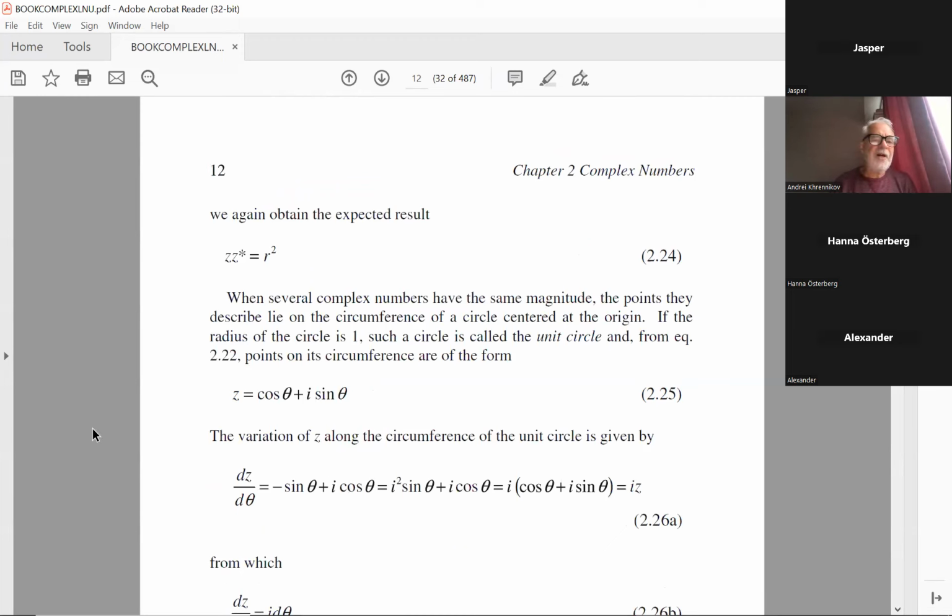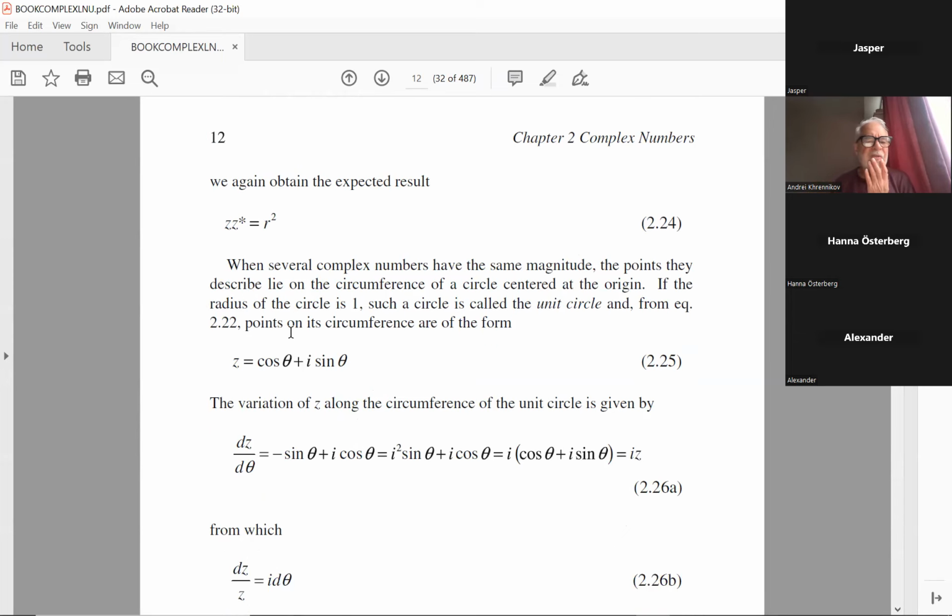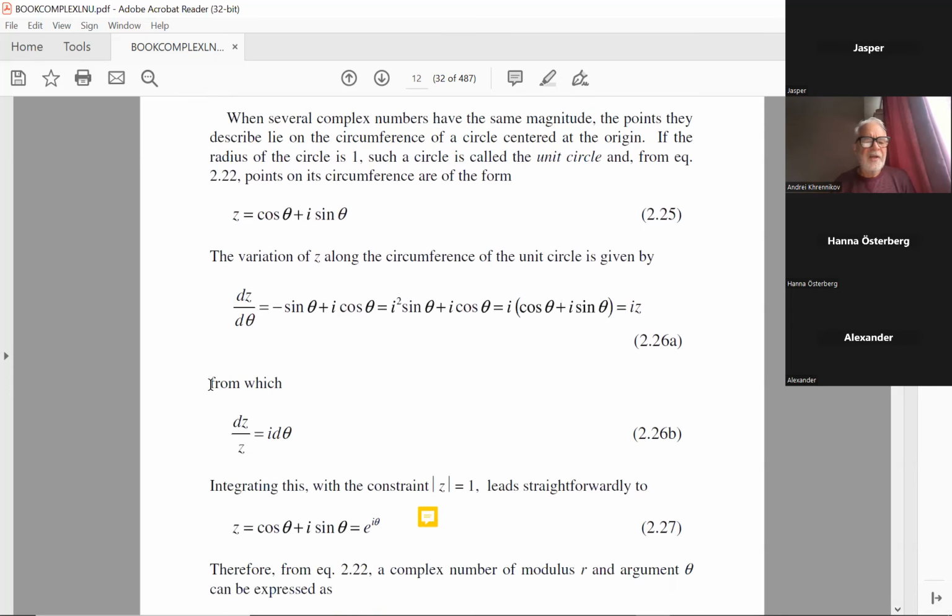If you multiply z by z conjugate, we get the square of this radius. This we have already used. Then numbers of this form are on the unit circle, because the square of this plus the square of this equals 1. So it's good to remember. This property is very useful: if you have cosine plus i sine, you are on the unit circle.